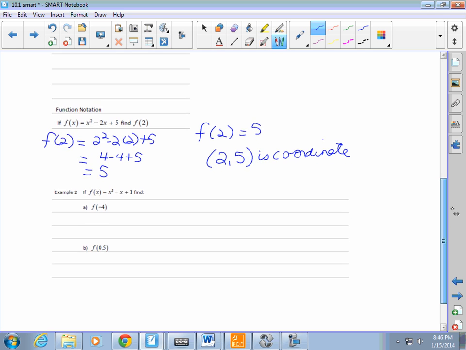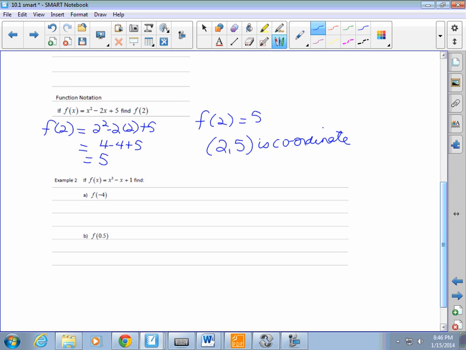Okay, so just a couple more examples of finding the value of a function. If f(x) is equal to x cubed minus x plus 1, what is the function at negative 4? So this would be negative 4 cubed minus negative 4 plus 1. So negative 4 cubed is negative 64 plus 4 plus 1. That equals negative 59.